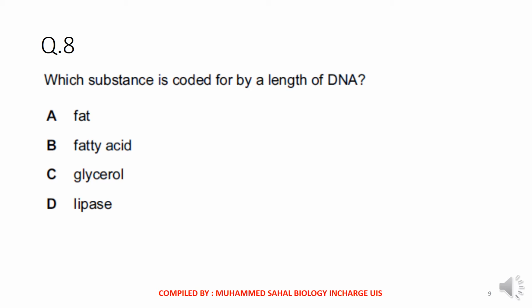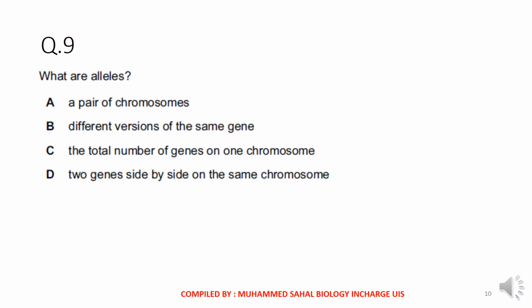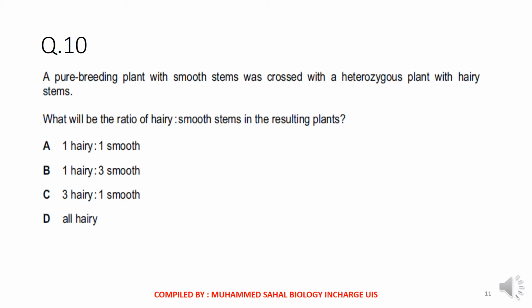Which substance is coded for by a length of DNA? Answer is D. What are alleles? Answer is B. A pure breeding plant with smooth stems was crossed with a heterozygous plant with hairy stems. What will be the ratio of hairy to smooth stems in the resulting plants? Answer is A.